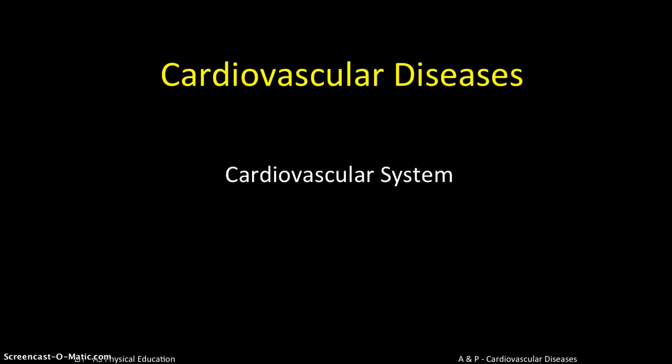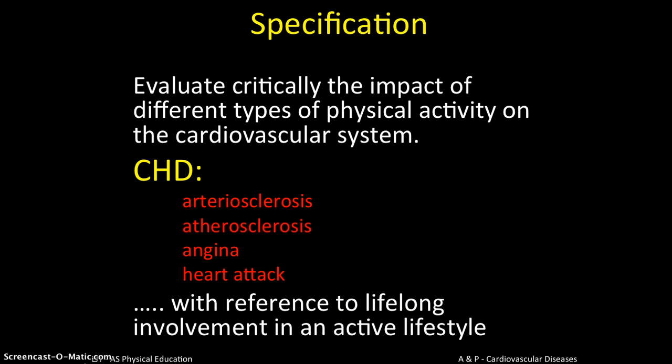So, looking at the cardiovascular system, what we now need to consider is what are some of the conditions or diseases that can occur related to either the heart or the blood vessels, which can cause us problems and affect our health. The specification says that you need to be able to evaluate critically the impact of different types of physical activity on the cardiovascular system. So, how does physical activity have an impact on the cardiovascular system?